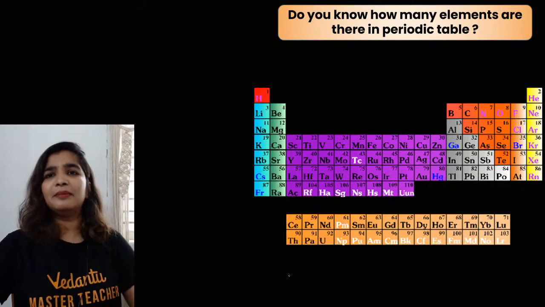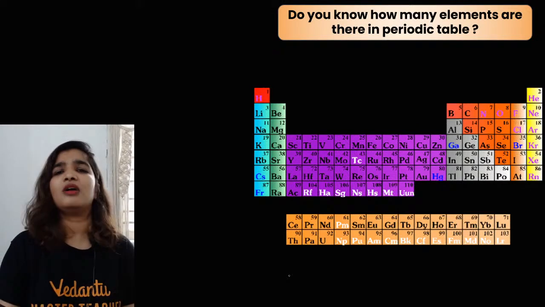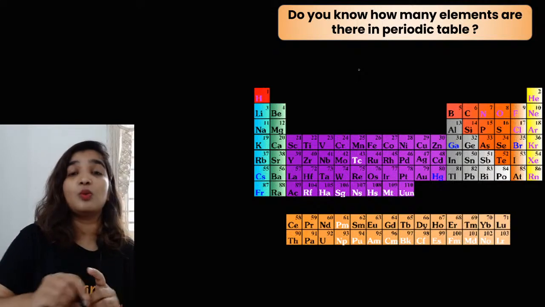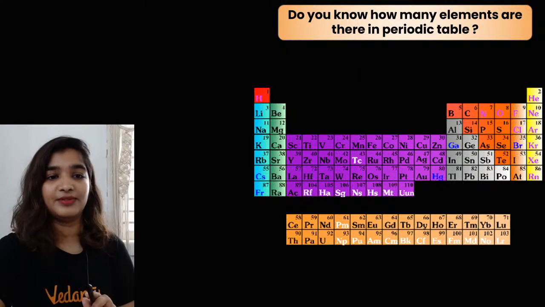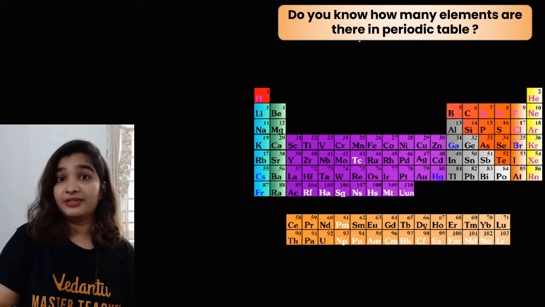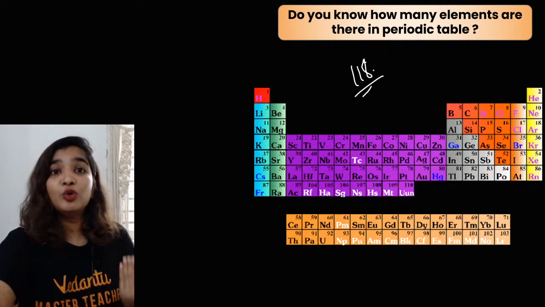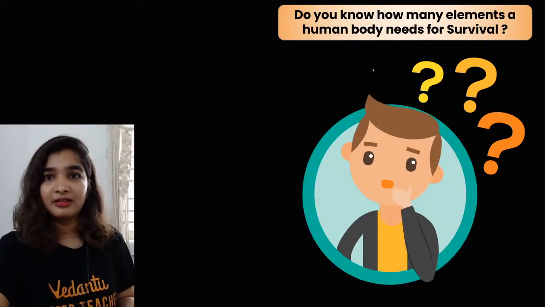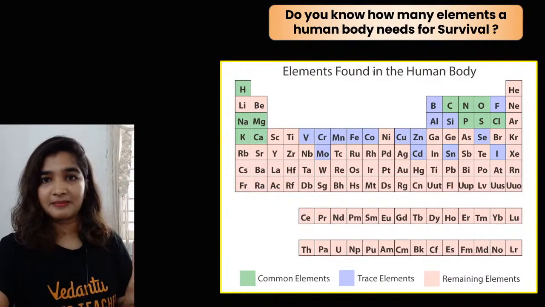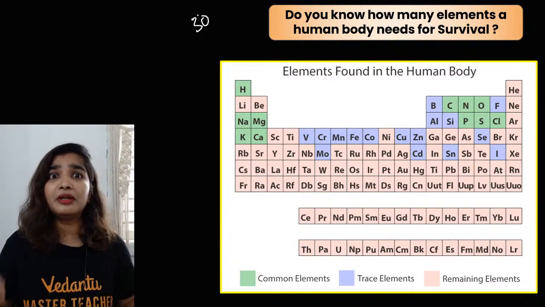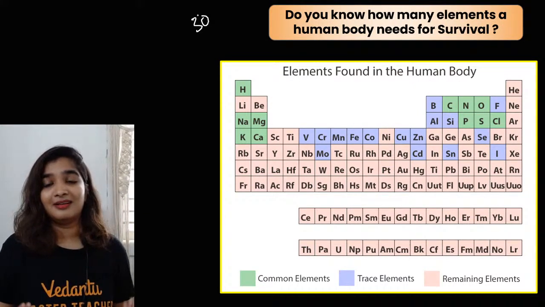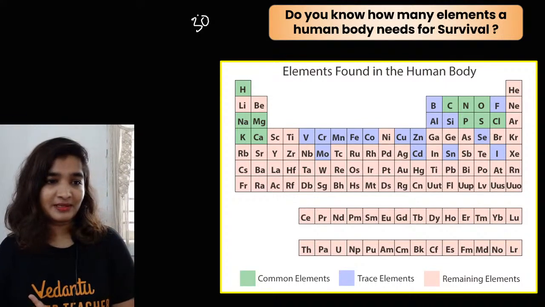Do you know how many elements there are in the periodic table? Come on, we all should know this, right? 118 elements. Nice. And we humans, to survive, need only 30 elements. We are very happy with 30 elements. Sometimes we feel like, what are those elements in our body?